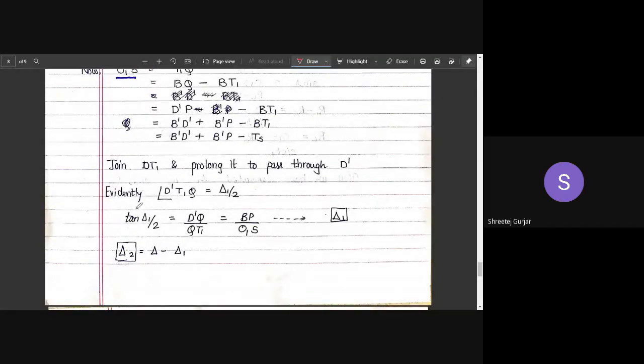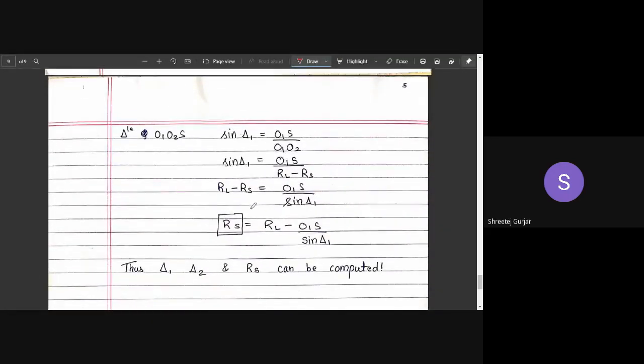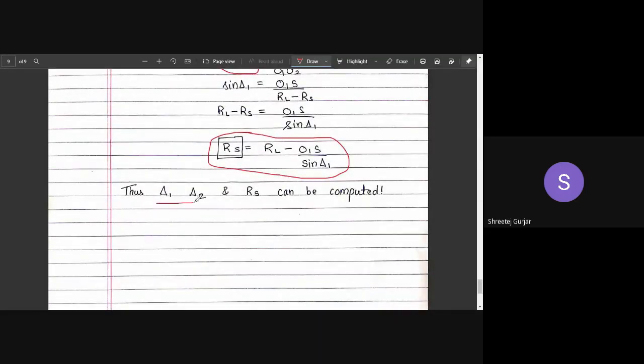For delta 1, you have to use this particular formula. You can see I have written delta 1. For delta 2 calculation, you can use this particular formula, and for RS, we can use this formula. From sine theta, we have got this particular RS. So you can see all of these we have computed: delta 1, delta 2 and RS.